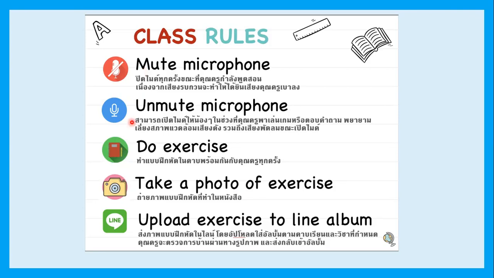Number two, when I have some games to play with you or whenever I have some questions to ask you, I will let you unmute your microphone so that we can interact with each other. You can play games with me and your friends. And number three, do some exercise at the end of the class. Number four, take a photo of your exercise when you are done. And number five, don't forget to upload your exercise to my album. And all of these are the five basic class rules that we have to follow strictly.